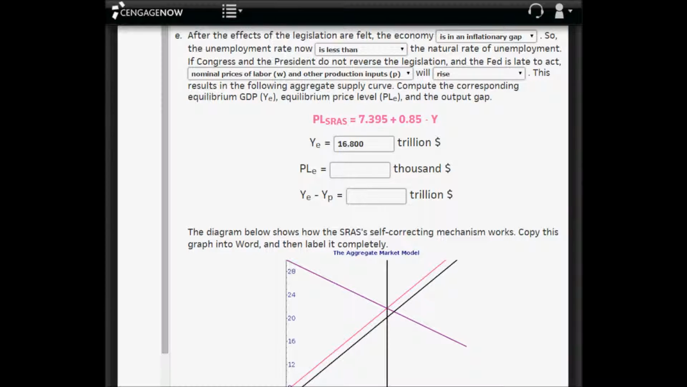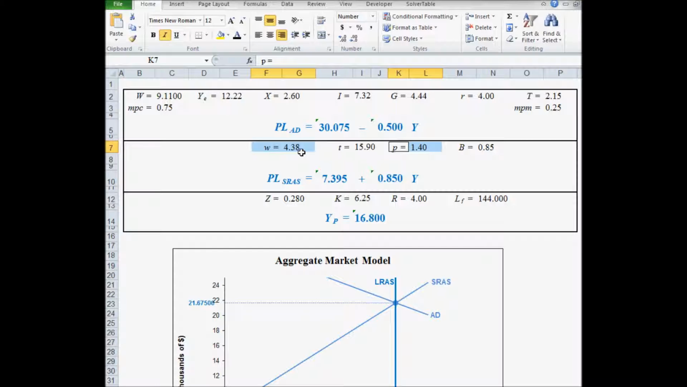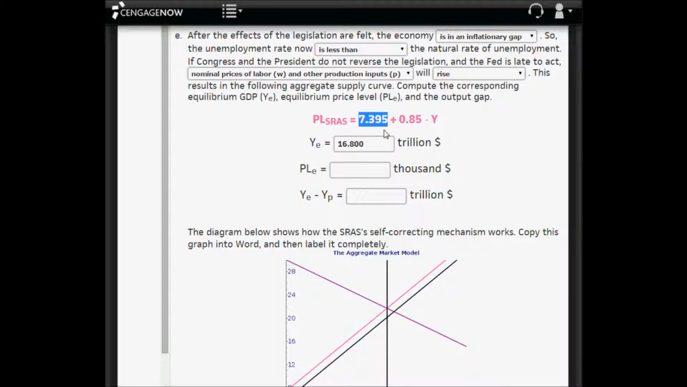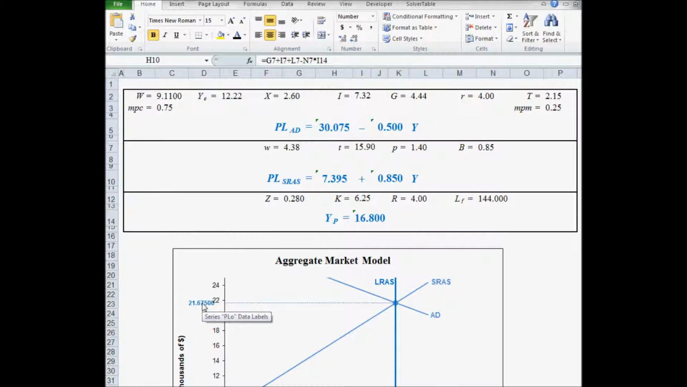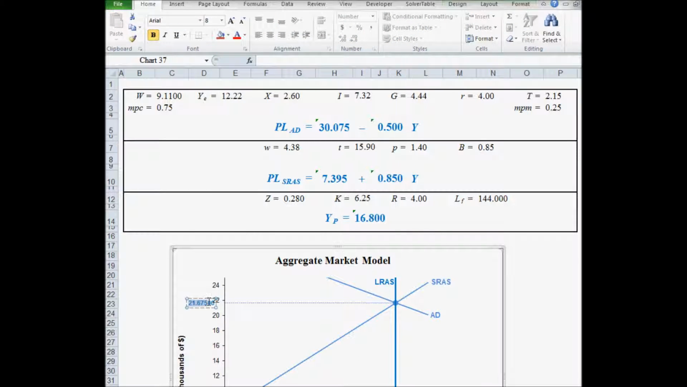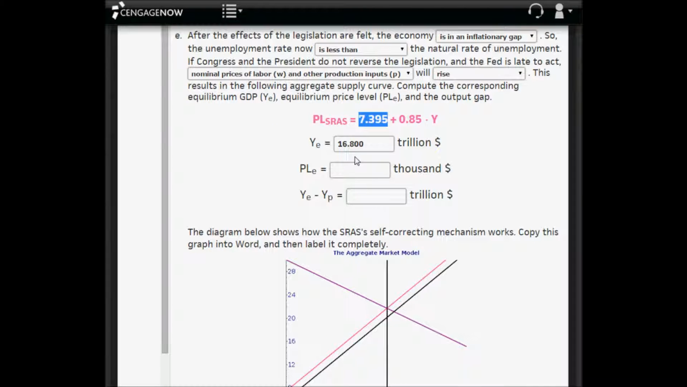In the spreadsheet, I've changed the wage from 3.2 to 4.38 and the price of other production inputs from 1 to 1.4. That gives me a new intercept of 7.395, which was the value of the pink short-run aggregate supply curve's intercept. The price level is 21.675. The output gap is 0.